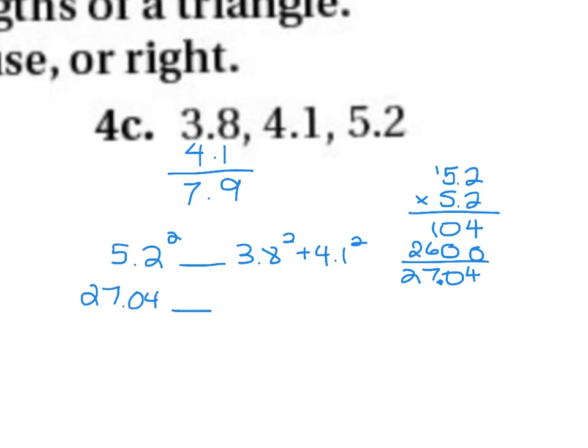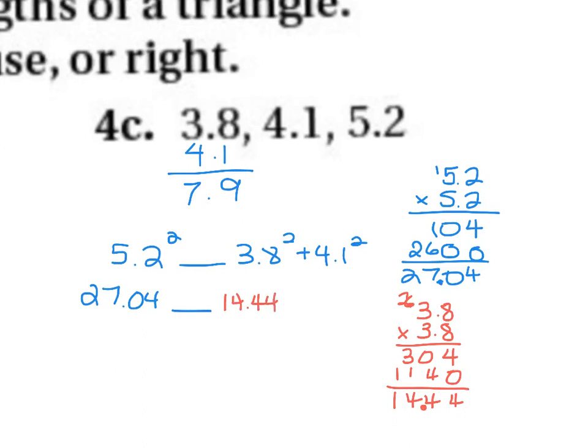I'm going to repeat that process for 3.8 times 3.8. 8 times 8 is 64. 8 times 3 is 24, plus 6, 30. 3 times 8 is 24. 3 times 3 is 9 plus 2 is 11. And 2 decimals behind, 14.44. And the last one, 4.1 times 4.1. 1 times 1, 1 times 4, 4, 16. And 2 digits behind again.